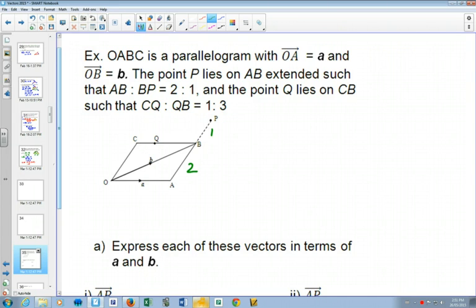And CQ to QB has a ratio of 1 to 3. That doesn't necessarily mean that these are the actual lengths. It might be that that length is 4 and that length is 2, but it's just proportionally that's what it has to be. So Q to B is 3 times longer than C to Q. Yes?